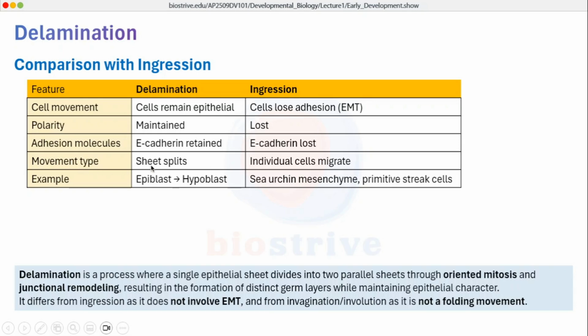The movement type in delamination is that the sheet splits and gives rise to two different sheets at two different places. In ingression, we have individual cells migrating. The example for delamination is epiblast to hypoblast formation in humans. For ingression, we studied sea urchin mesenchyme transition and primitive streak cells in various organisms.